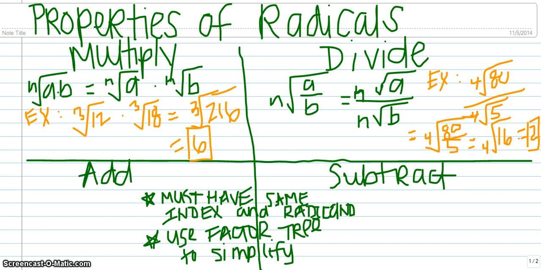Now we're going to go to adding and subtracting. When you add and subtract, you must have the same index and the same radicand in order to add and subtract. You also must use the factor tree in order to simplify.